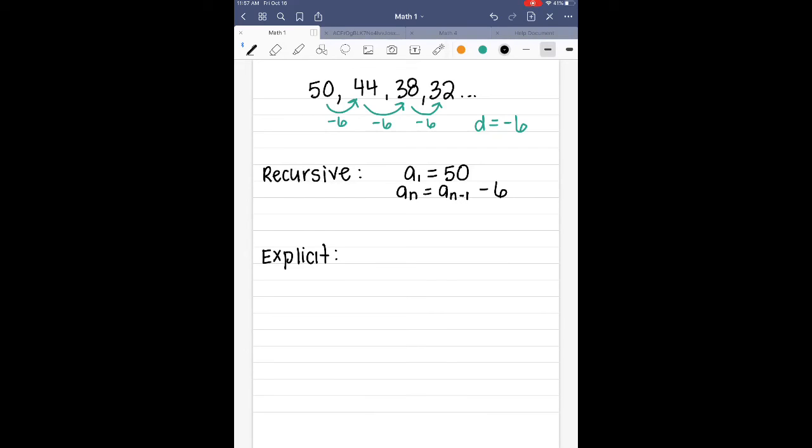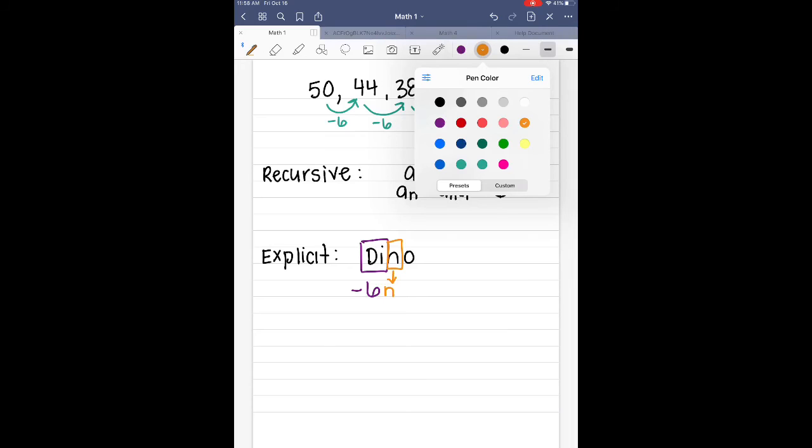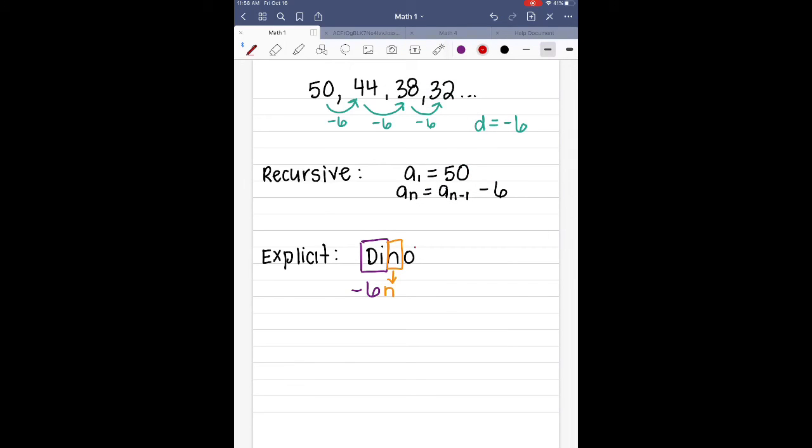All right, so with your explicit formula, again, there is an official formula for it, but I like using that Dino-Dino method, however you want to pronounce it. So in my term, I need my common difference. Okay, so my common difference is what DI stands for. My common difference is negative 6. I am going to write my n variable. That's a reminder to bring it down. And then that last piece is going to be your initial value.